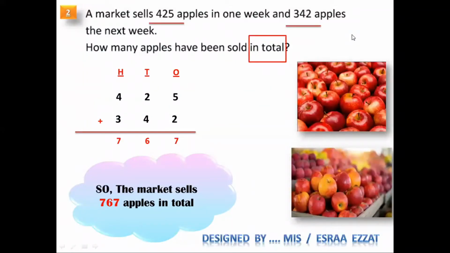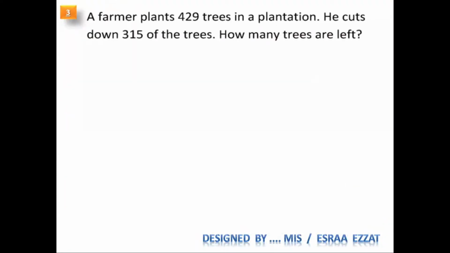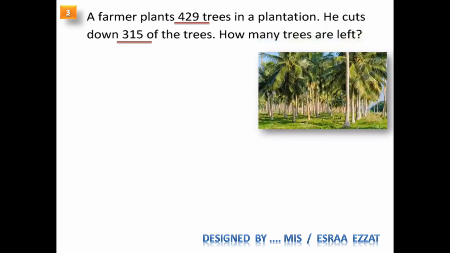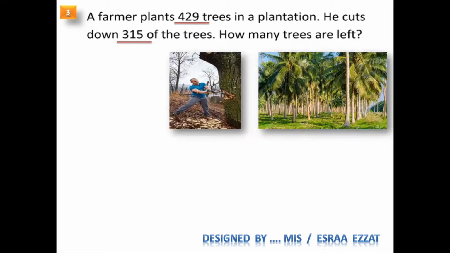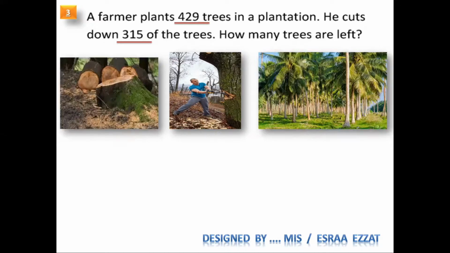Let's move to the next one. A farmer plants 429 trees in a plantation. He cuts down 315 of the trees. How many trees are left? As you can see in this picture, a farmer plants in a plantation and then he cuts down 315 from them, as you can see here. When we cut down the trees, we can find that the number of trees will decrease. So here we will use subtraction in this problem.